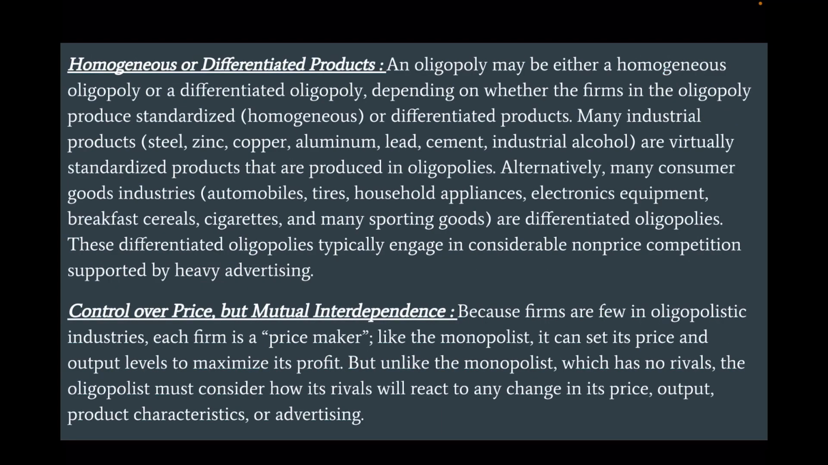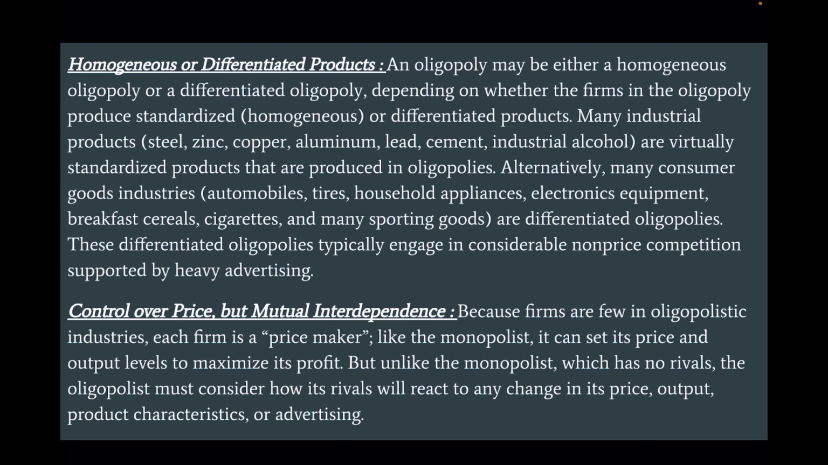An oligopoly may be either a homogeneous oligopoly or a differentiated oligopoly, depending on whether the firms produce standardized or differentiated products. Many industrial products, steel, zinc, copper, aluminum, lead, cement, industrial alcohol, are virtually standardized products produced in oligopolies. Alternatively, many consumer goods industries, automobiles, tires, household appliances, electronic equipment, breakfast cereals, cigarettes, and many sporting goods, are differentiated oligopolies. These differentiated oligopolies typically engage in considerable non-price competition supported by heavy advertising.